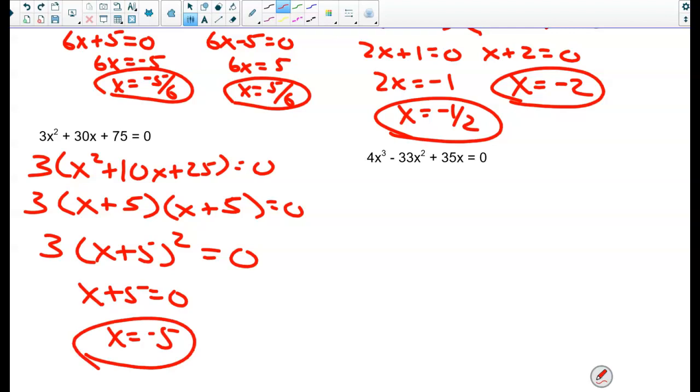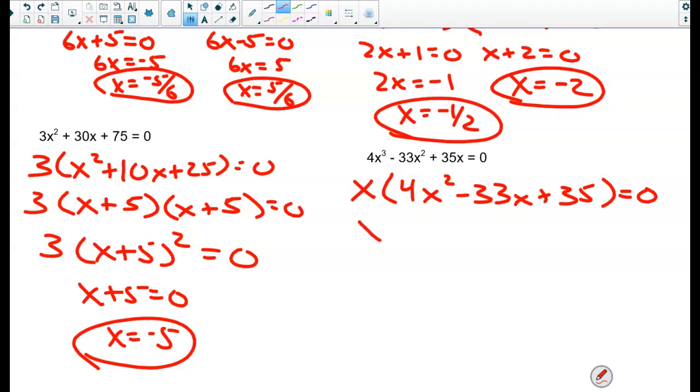And then my last one, there is no GCF from a number standpoint, but I can pull an x out. And that gives me something I can factor. Right? You're not going to be able to factor 4x cubed minus 33x squared plus 35x. But when I pull the x out, now I'm left with something I can factor.